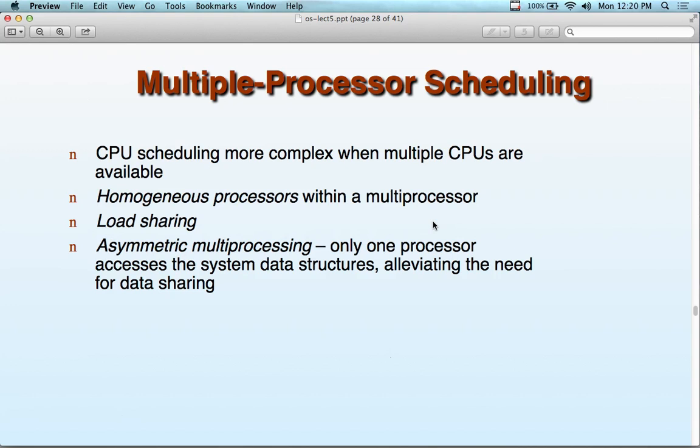So CPU scheduling is more complex when multiple CPUs are involved, because you have to figure out which one are we going to use for this, and what are we going to use that one for. And homogeneous processors with multiprocessors also exist. And then we have load sharing. And then we have asymmetric multiprocessing. So only one processor accesses the system data structure, alleviating the need for data sharing. Imagine if you have multiple processors and they're both working on the same job queue. You get corruption. Then you're going back to process synchronization techniques and all of the different scenarios that exist.